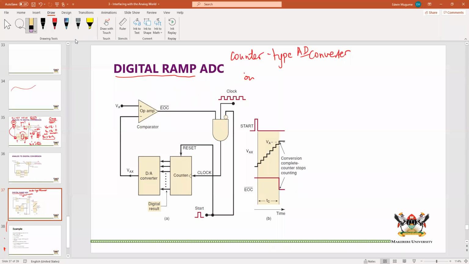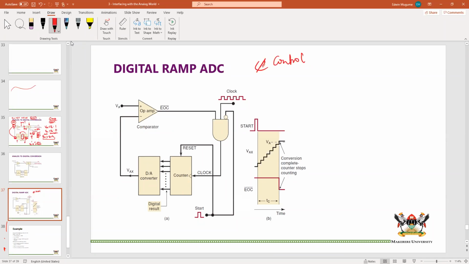Now, that is also done. Let us look at this. This is our control circuit. Our control circuit has the start signal. You can see this start signal is active low, so it should be low for you to be counting. If it is high, you cannot count.